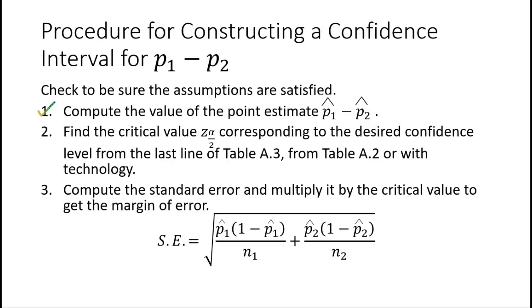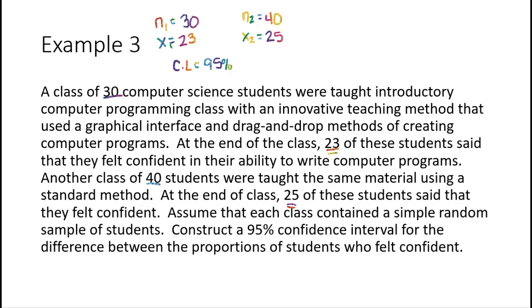So we've done this. Now we have to find our critical value corresponding to the desired level from the last line of table A3 or from table A2, or you can do this with technology, and the ALEKS calculator is a really big help here as well. I'm going to use table A3, and we are going to go to the Z line. This is the very last line on table A3, and it has a Z out there to the left. And we're going to be reading across to 95% because that is my confidence level.